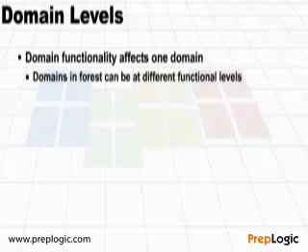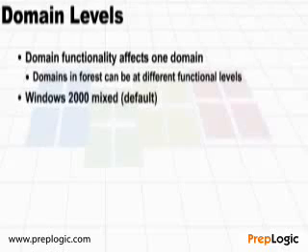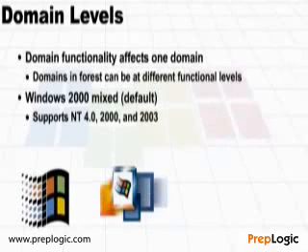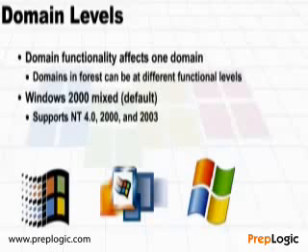Now, the different domain functional levels that we can run at include Windows 2000 Mixed. This is the default. Even if you install a brand new, out-of-the-box Windows Server 2003 computer, it's going to be running at Windows 2000 Mixed functional level. This supports Windows NT 4.0, 2000, and 2003. This is kind of the catch-all. This gives you the best compatibility across the board for Windows products. That's why Microsoft makes this the default. It's the lowest common denominator.